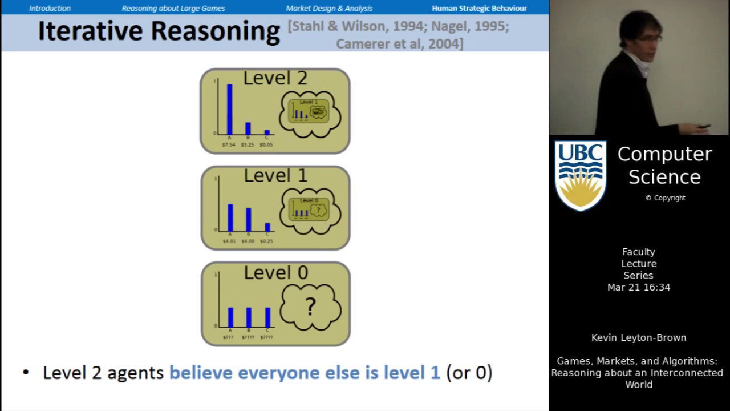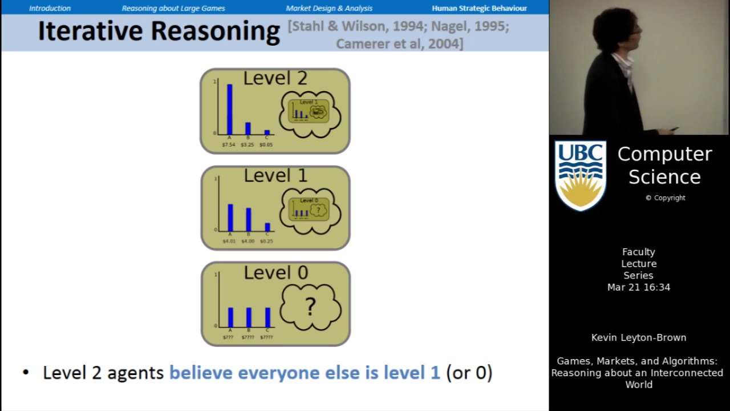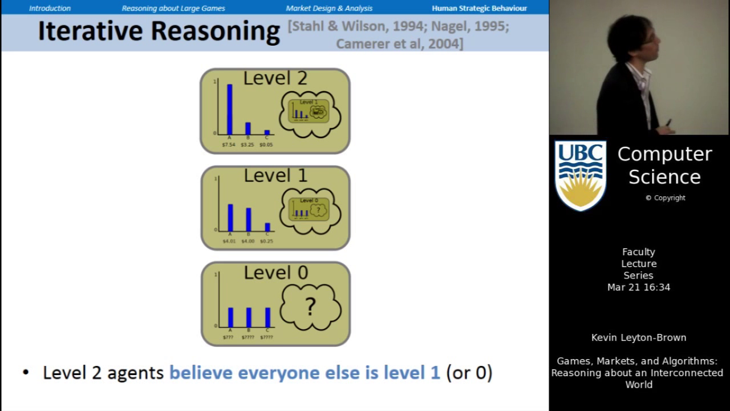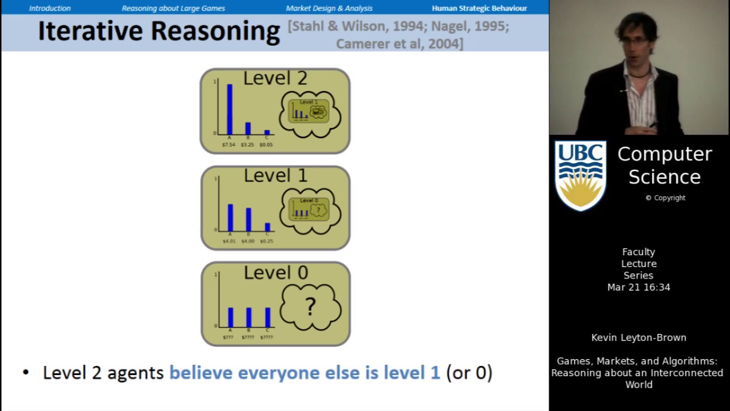And then, of course, you can have a level 2 agent, which is somebody who thinks that everyone else is level 1. Or depending on which model of behavioral game theory you subscribe to, they might think everyone else is both level 1 and level 0. Or they could be either.